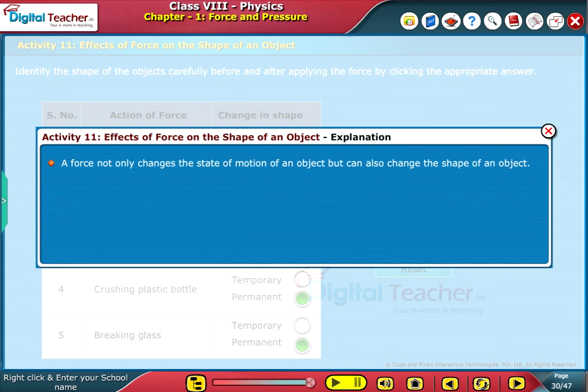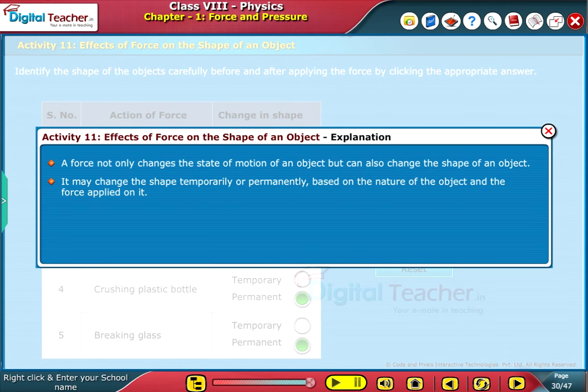A force not only changes the state of motion of an object, but can also change the shape of an object. It may change the shape temporarily or permanently based on the nature of the object and the force applied on it.